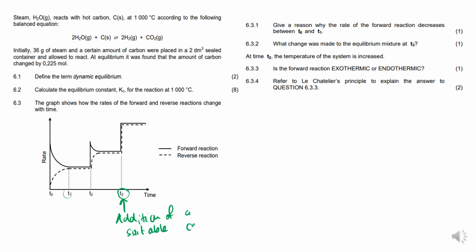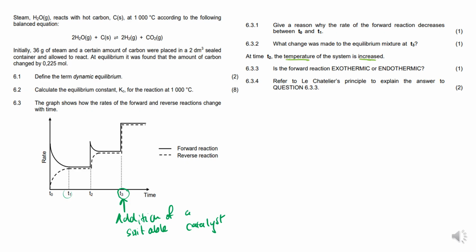Okay, then let's look at: give a reason why the rate of the forward reaction decreases. It's decreasing because the concentration of the reactants is decreasing, right? The reactants are being used up, and that means you have fewer particles available per unit volume and fewer effective collisions per unit time for the forward reaction, right? And then what change was made at T3? I've already spoken about that. There was an addition of a suitable catalyst. At time T2, they tell us that the temperature was increased.